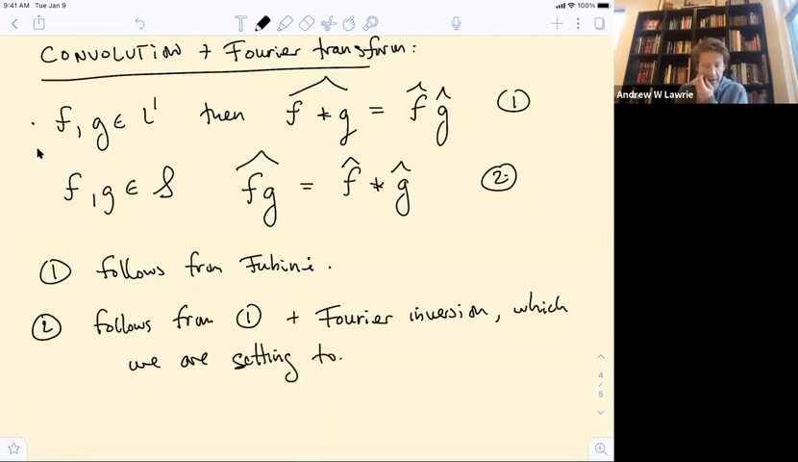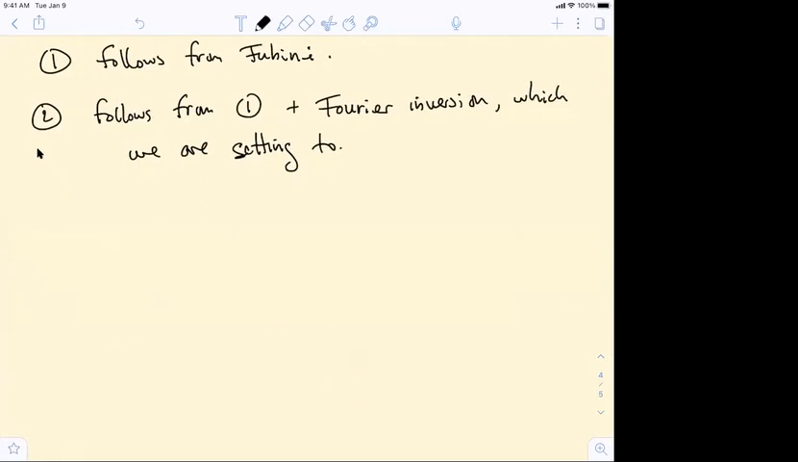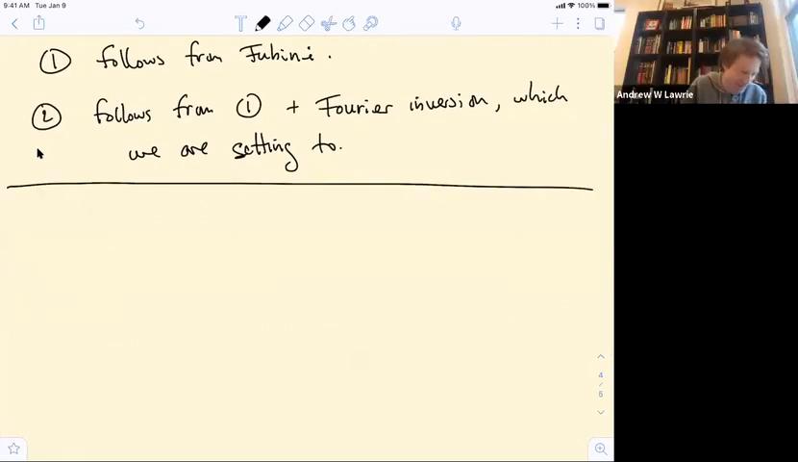So I'll deduce 2 as a corollary of the inversion theorem, which we are going to prove almost now. So one more lemma. Well, there'll be a couple of lemmas, but they'll all be part of the proof of the inversion theorem.